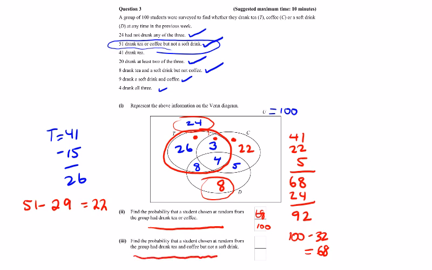And find the probability that a student chosen at random from the group had drunk tea and coffee but not a soft drink. So tea and coffee is this one here. Tea and coffee but not a soft drink is my 3. So 3 over 100.